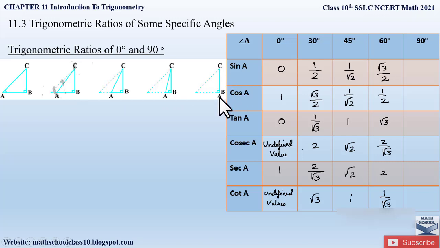90 degree angle, where the base AB keeps on reducing until the hypotenuse AC will be equal to the perpendicular BC. So therefore, as angle A is equal to 90 degrees, the base AB will be equal to 0 and the hypotenuse AC will overlap on this perpendicular BC, which will be equal to 1. Right, so we have our hypotenuse as AC, our base is AB, and the perpendicular is BC. So this is how we obtain a 90 degree angle for angle A.